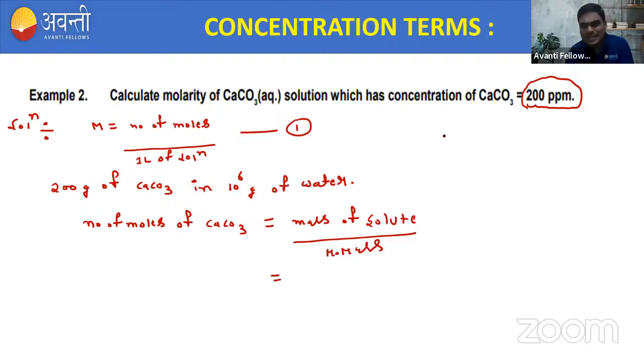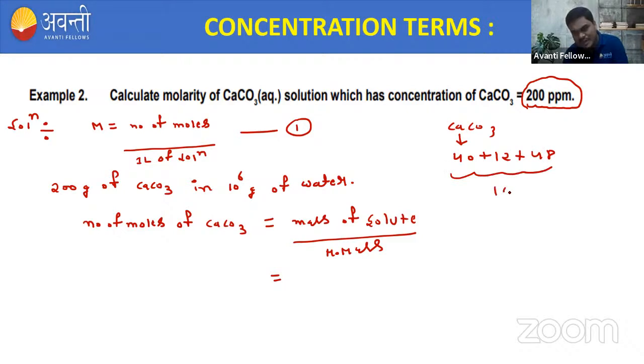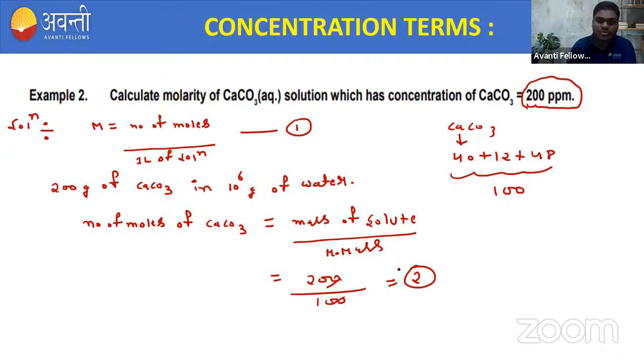Right. So let's calculate the molar mass of CaCO3. We know that for calcium, the atomic mass is 40, for carbon 12, and for oxygen we have 16. 16 times 3 is 48. So 48 plus 12 is 60, plus 40. It comes out to be 100. Right. So this comes out to be 100. And what is the mass? This is the 200 gram of mass. So this is 200 upon 100. So this comes out to be 2. This is the number of moles actually, right?